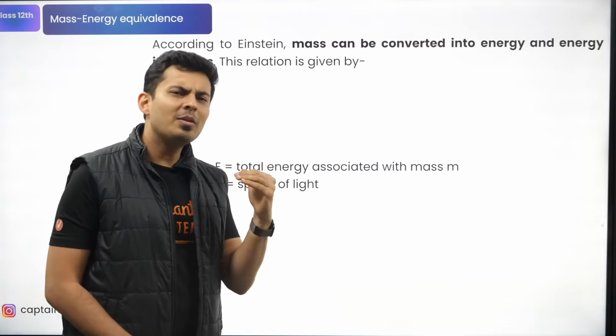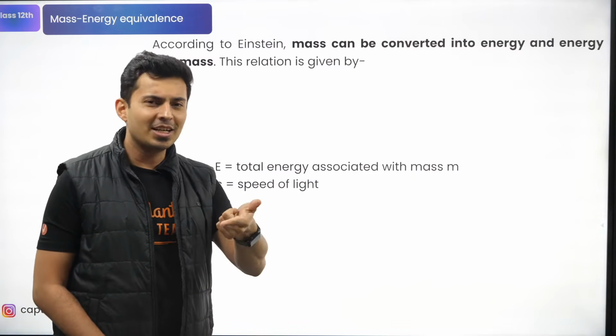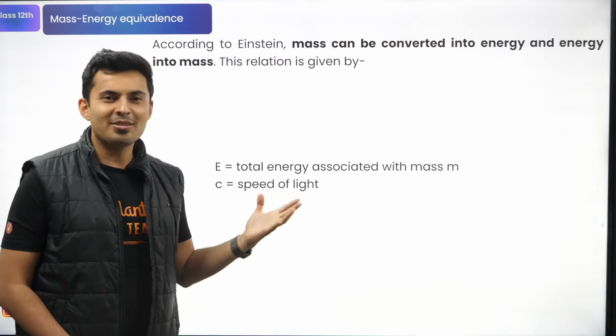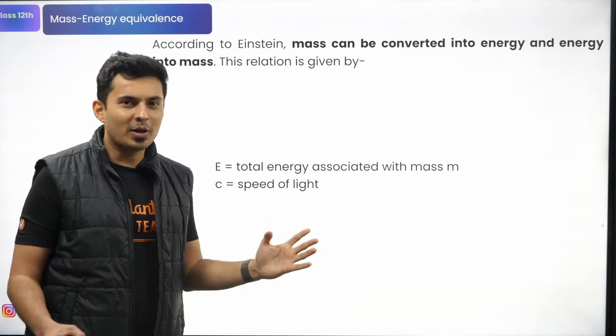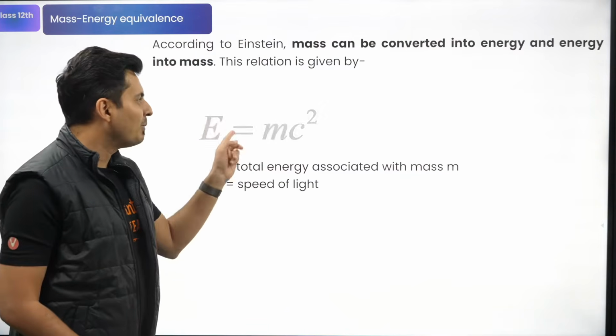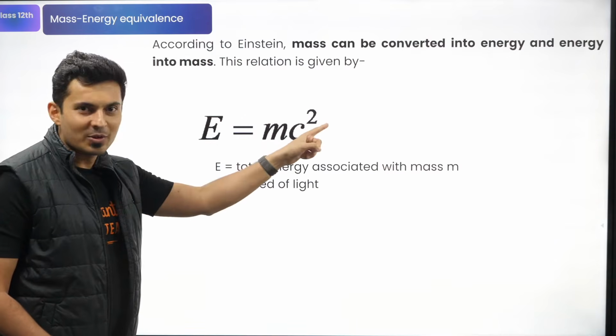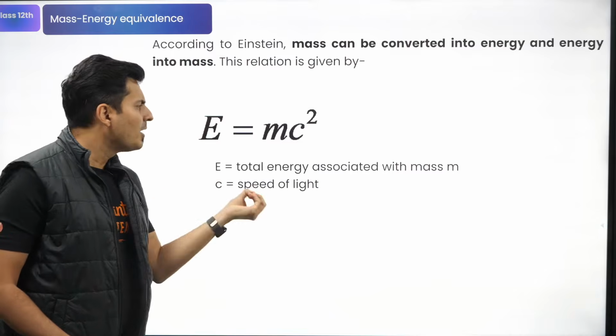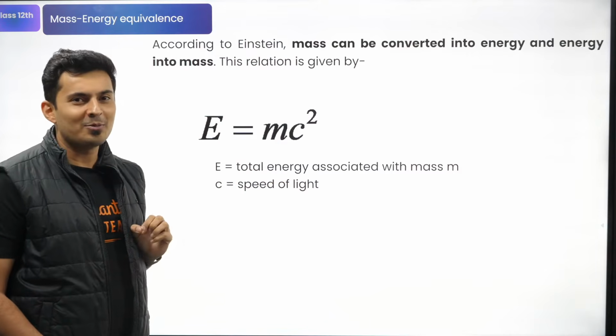Einstein said that whenever you destroy mass, energy is created, and whenever you destroy energy, mass is created. So whatever mass is lost is not gone forever, it has gone into the form of energy. Basically, the mass which is destroyed, multiplied by c square, gives you the energy which is going to come out. If energy is destroyed, mass is created again by the same formula.